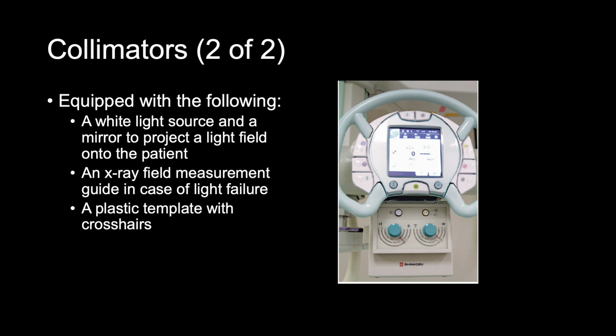You have a plastic template that you use with crosshairs, and you put it on the bottom of the collimator to indicate where the center of the primary beam is, or the central ray. This is of great assistance to the radiographer in accurately centering the X-ray field to the patient if we have to use that.